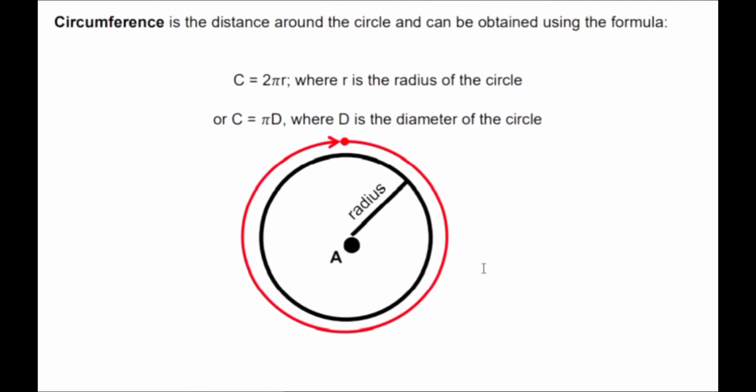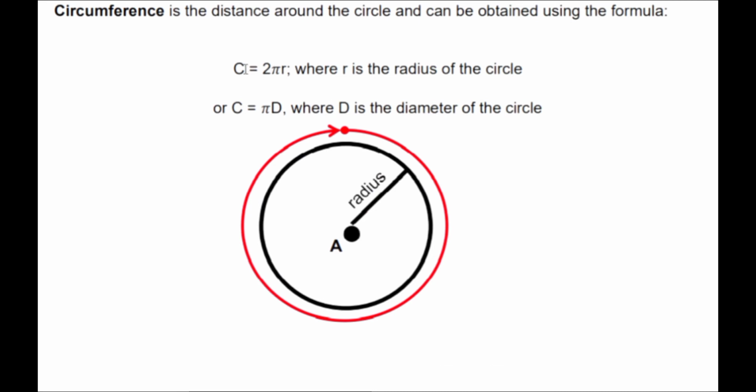Next, we have the circumference. It is the distance around the circle, and it can be obtained using a formula. So we have a formula for circumference. C is equal to 2 pi times R, where R is the radius of the circle. Or you can use C is equal to pi times D, where D is the diameter of the circle. So in this figure, this is the circumference of the circle, the distance around the circle.